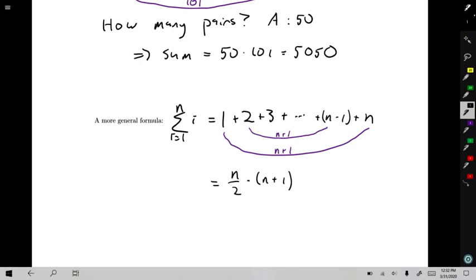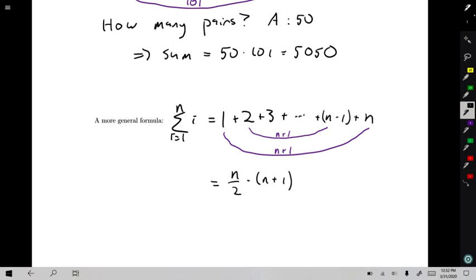So in fact, we have this cool formula. If you want to add up the numbers from 1 to 1,000,000, you plug in 1,000,000 for n here, and you just get the answer. So it's a pretty nice trick, something that comes up kind of naturally when we're looking at this summation notation for the first time.